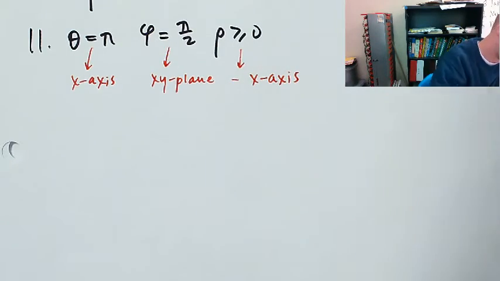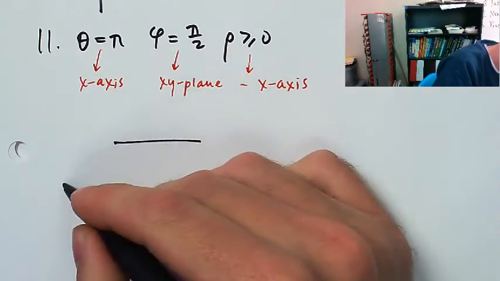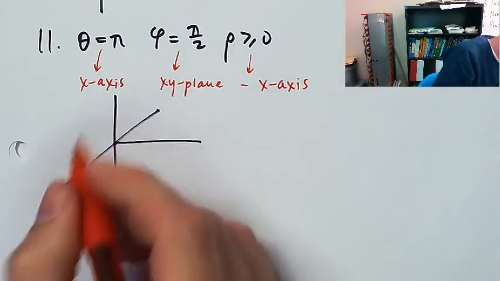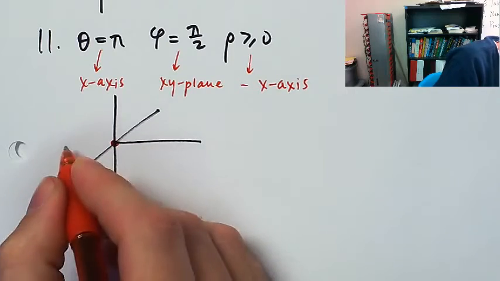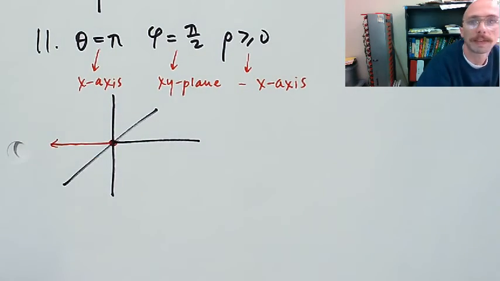So if I was going to draw this, I'd draw most of my x-axis, all of my y-axis, and then my z-axis there. And the one that I'm talking about includes the origin, but also where x is negative. Okay, so it's that set of points.